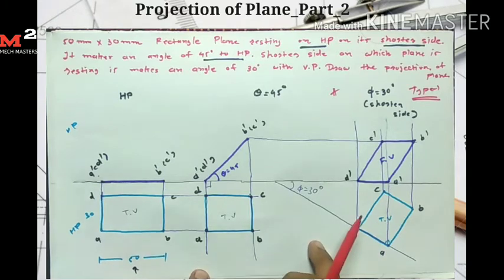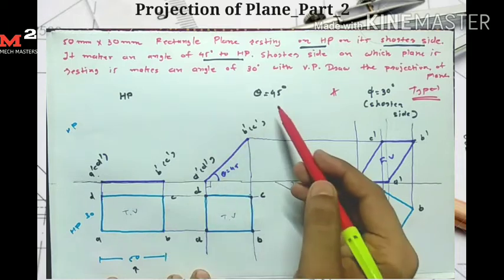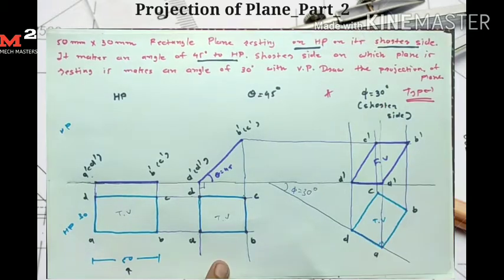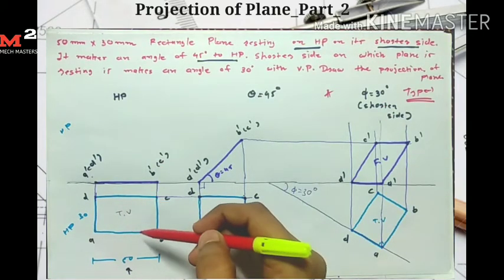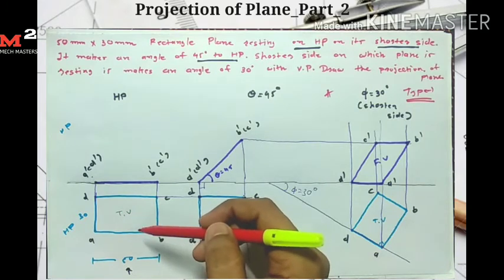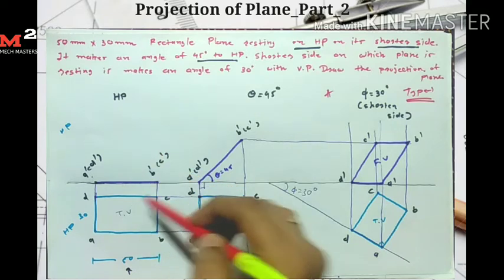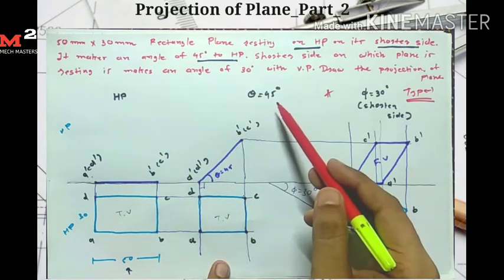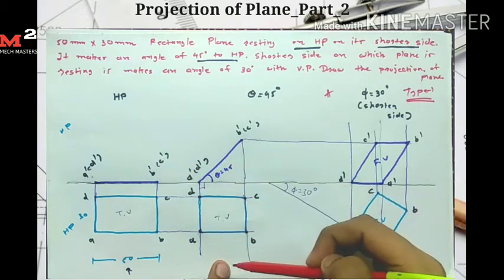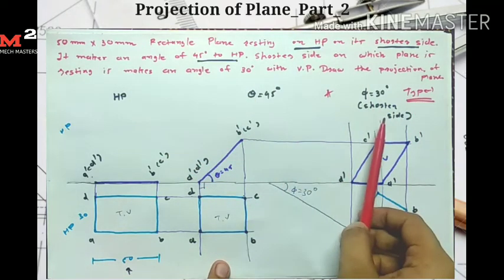In type 1 problem we saw that the plane is resting on HP, in the second stage we draw theta, and in the third stage angle phi. In type 1, the first condition, how the plane is resting on the horizontal plane, is given, so by using that condition we draw the first stage. In the second stage the angle theta that the plane makes with the HP is given, so we draw the second stage. In the third stage angle phi is also given. So in type 1 both angles are given.